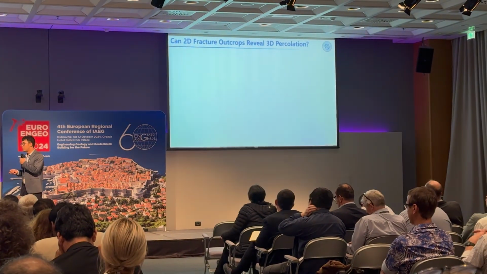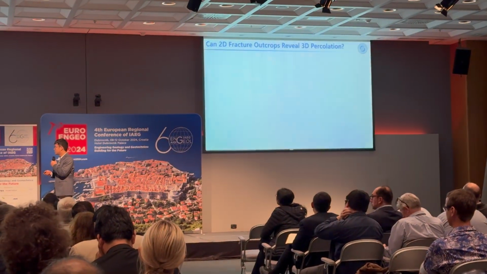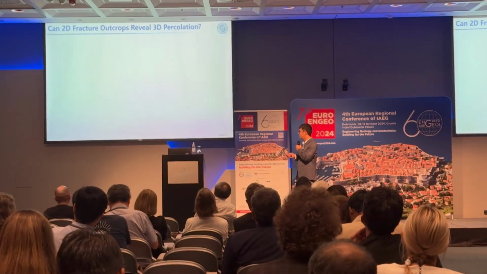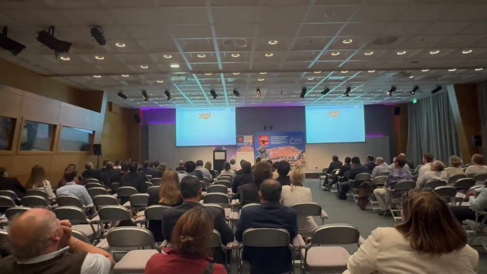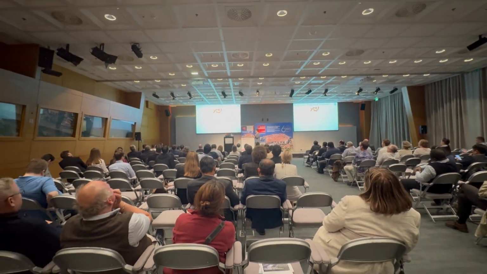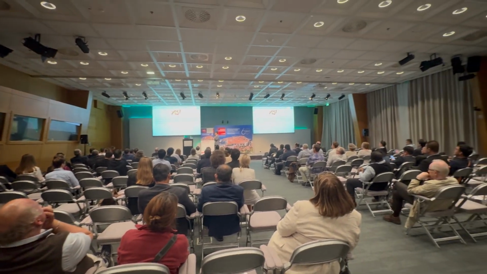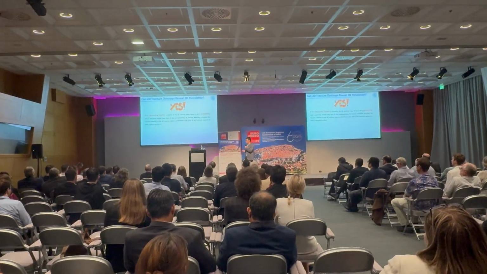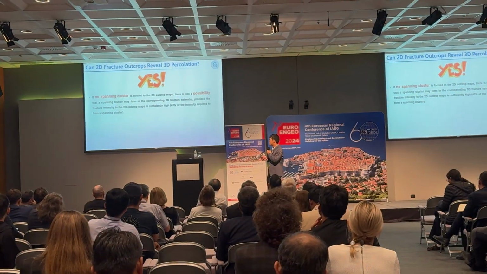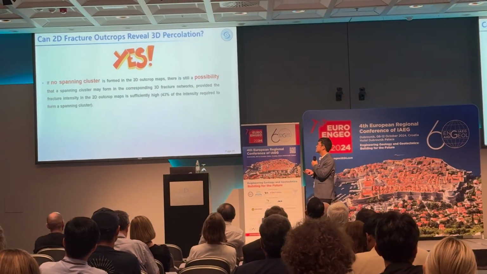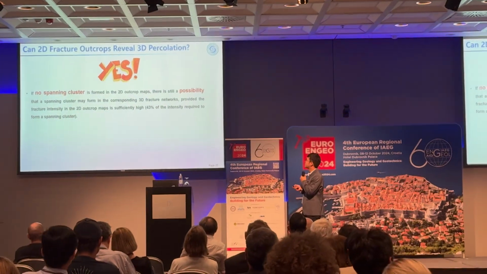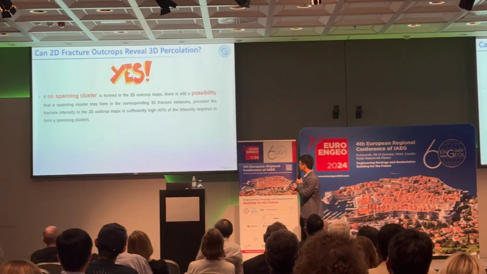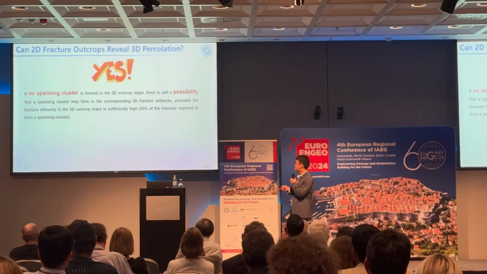So with those important results, we can try to answer this question: can 2D fracture outcrops reveal 3D population? The simple answer is yes, we can. We can reveal some 3D population information from 2D outcrop maps. But the more complex answer will depend on the fracture intensity. If there is no spanning cluster formed in 2D outcrop maps, but the fracture intensity in 2D is large enough, then there is still a possibility that a spanning cluster may form in the corresponding 3D fracture networks. And we also give you the number, which is 43% of the intensity required to form a spanning cluster.